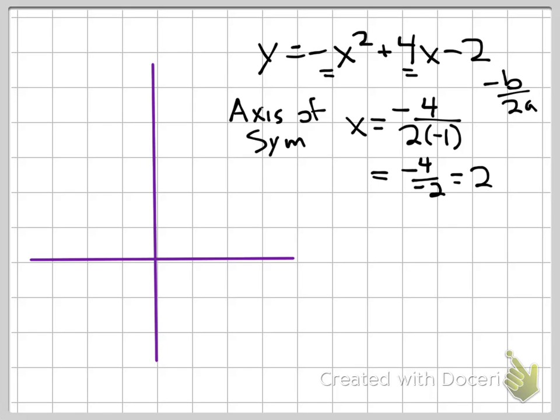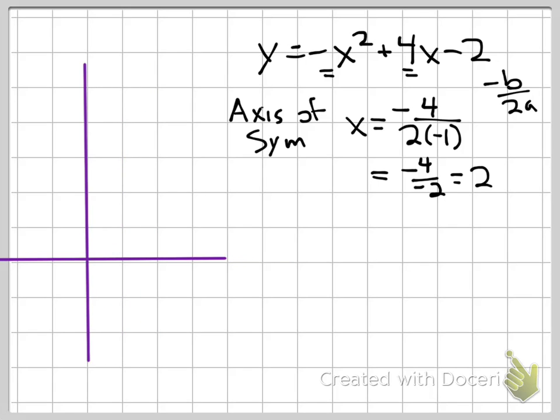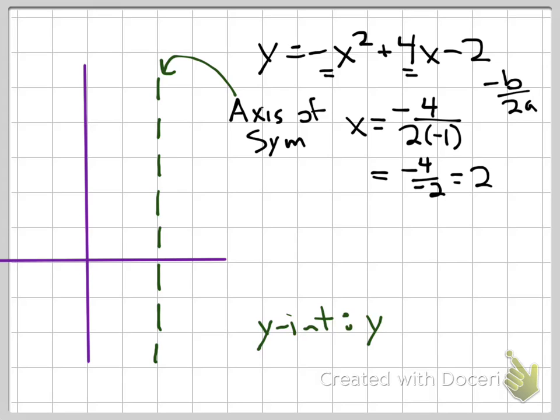So that means on our graph, we could draw a little dotted line through 2. I don't know yet where the vertex is, I just know it's going to be on that line. Now I also mentioned earlier we could do the y-intercept. If I let x equal 0, basically drop anything with x's, I get 0 squared plus 4 times 0 minus 2. Y equals negative 2 is our y-intercept.